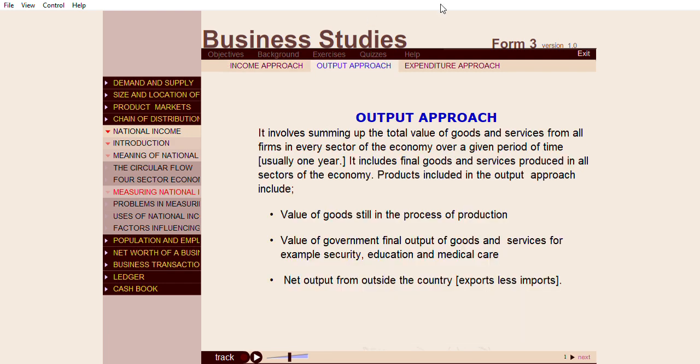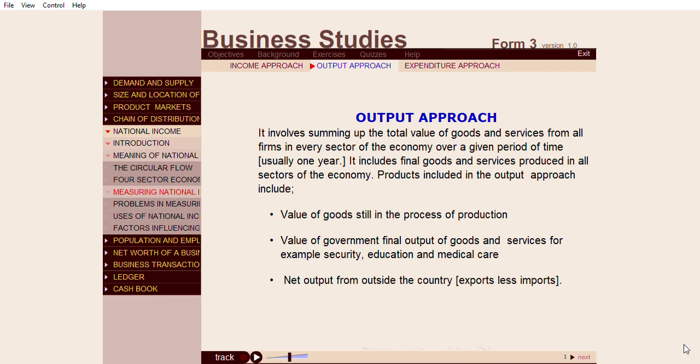Output approach. It involves summing up the total value of goods and services from all farms in every sector of the economy over a given period of time, usually 1 year. It includes final goods and services produced in all sectors of the economy.